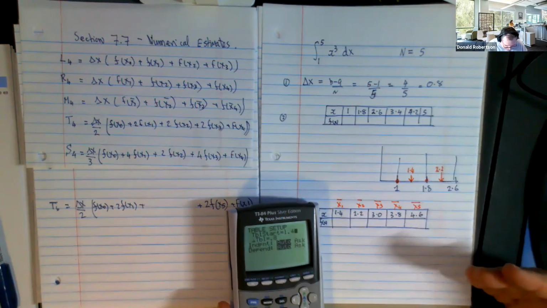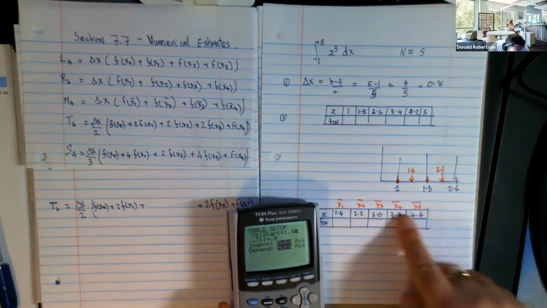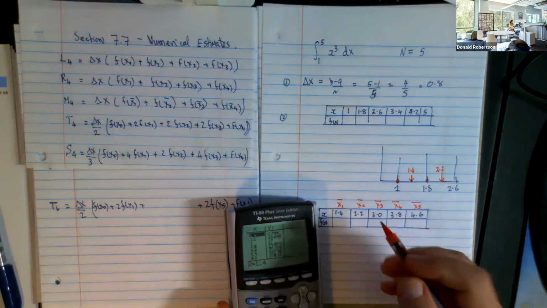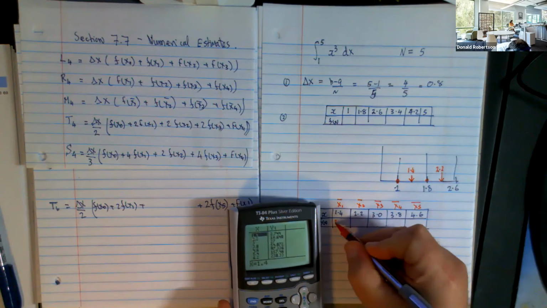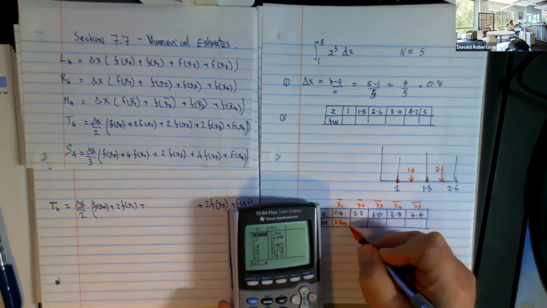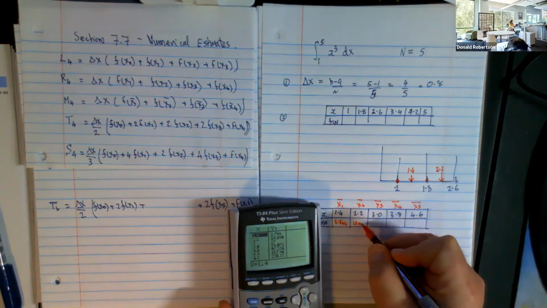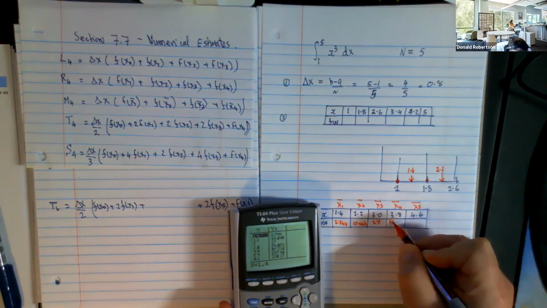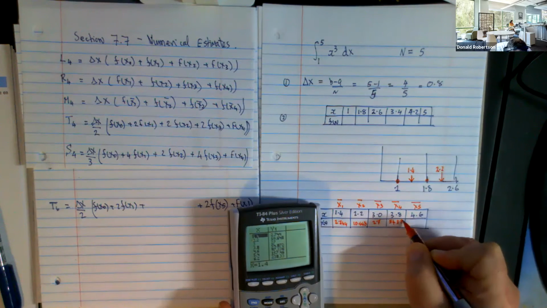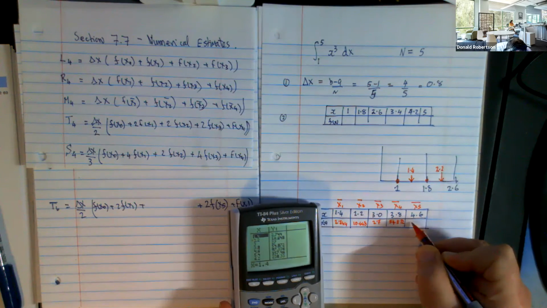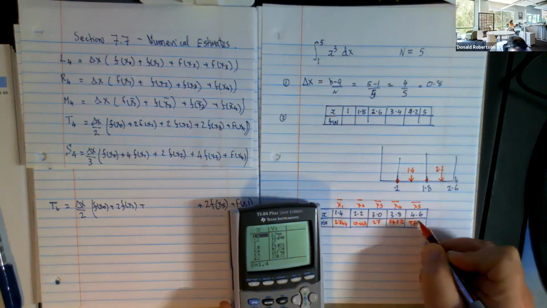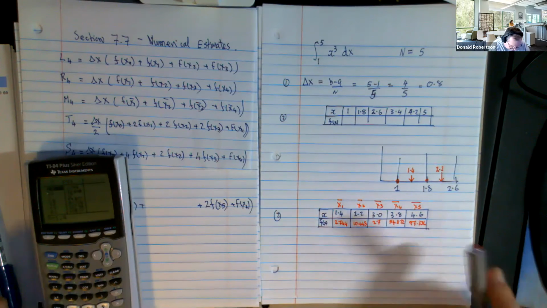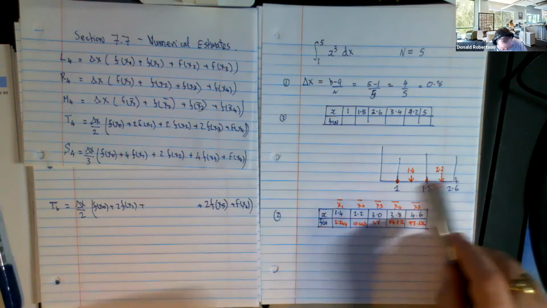Now, starting at 1.4 and going up in 0.8s will be this table. So when I go second table, there's all my guys waiting for me. At 1.4, it's 2.744. The next guy is 10.648. The next guy is 27. The next guy is 54.872. And the last guy is 97.336. But this is only good to 3 decimal places.